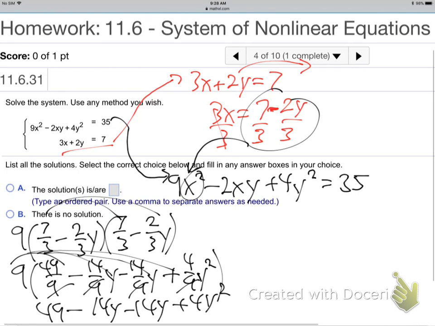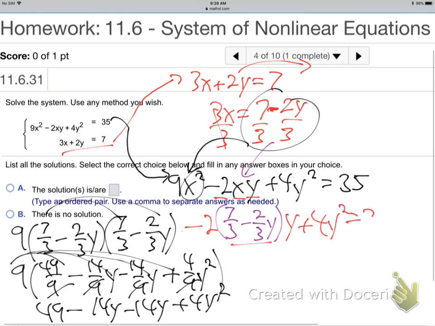Look what happens in the middle. In the middle, minus 2 of x, there I'm putting in x right there. At least I'm supposed to. So minus 2, put in that x. X is right there: 7/3 minus 2/3 y, times another y at the back, right? 2xy, this is x, plus 4y squared is 35. It's getting scribbly here. Okay, and now here's the real problem.